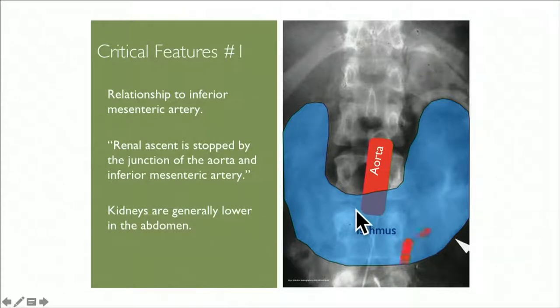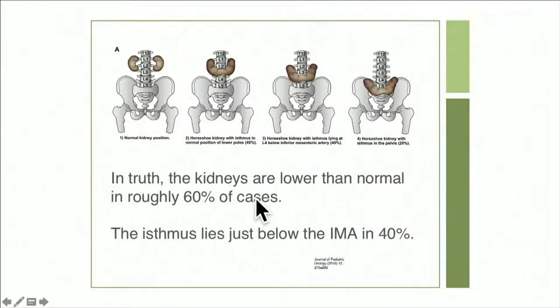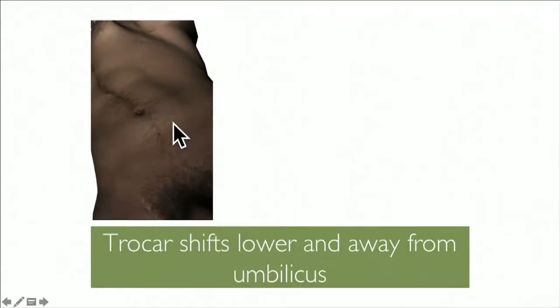So you can see where the aorta is, and here's the IMA, and we're taught that the kidney rises and gets stuck at the IMA. And that's true in some cases. The truth, though, is that these kidneys are lower than normal in only about 60% of cases, and only about 40% of them are stuck at the IMA. So it's not 100% like we sometimes are taught. That necessitates some trocar shifting when you're doing laparoscopy.